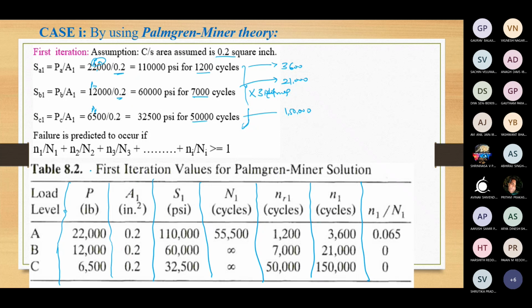Okay. You have 3 different load levels: load level A, load level B, load level C. These are given as 22,000 pounds, 12,000 pounds and 6,500 pounds. And the cross-sectional area is what we have to suggest as a designer in this present problem. Therefore, for a first iteration, we have assumed the cross-sectional area to be 0.2. Calculate the corresponding stress.